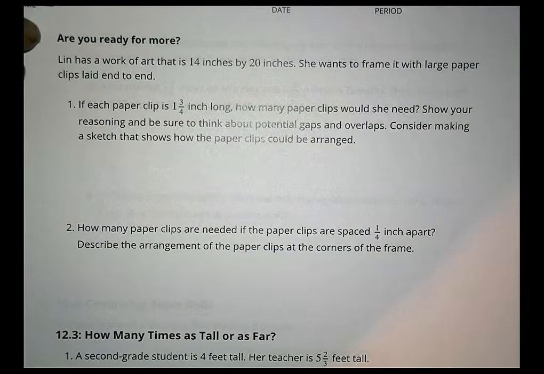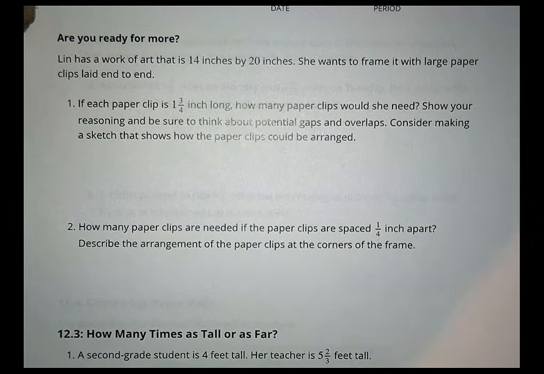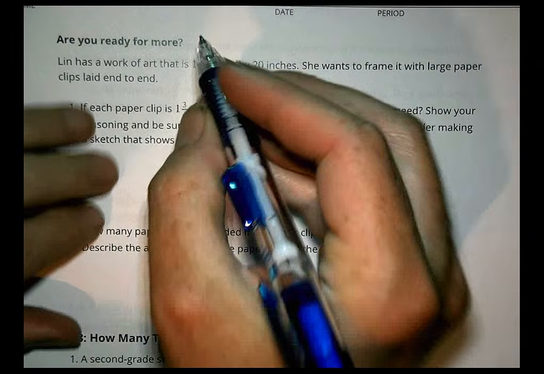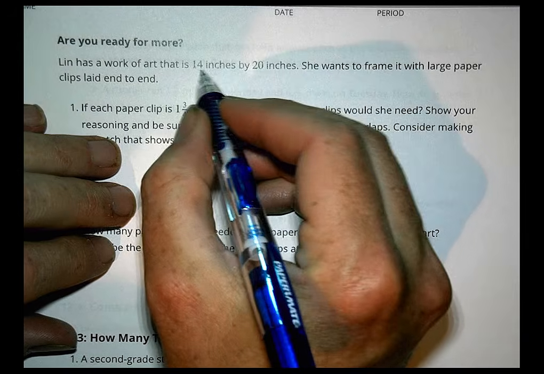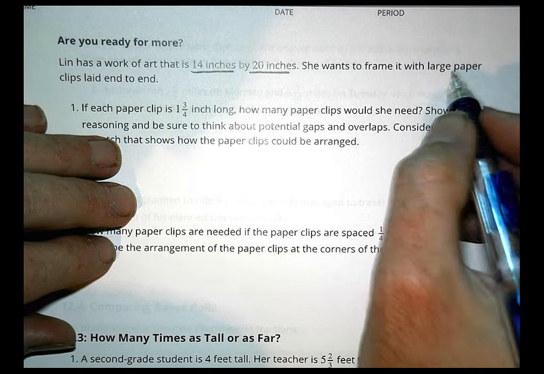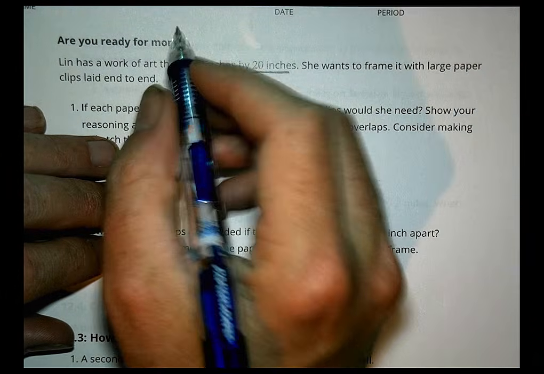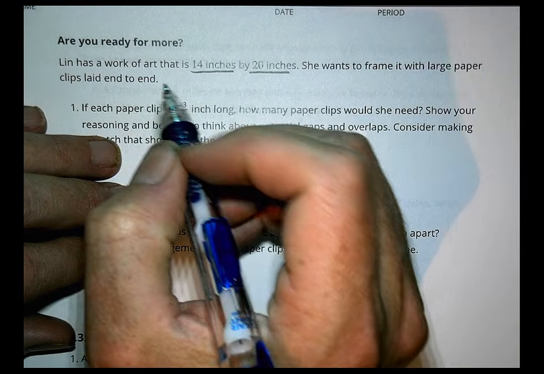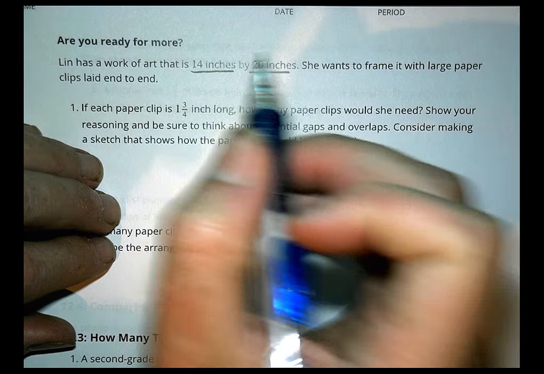There's an activity here called Are You Ready for More, which sometimes we do, sometimes we skip, but let's just kind of talk through it real quick, all right? It says Lynn has a work of art that is 14 inches by 20 inches. She wants to frame it with large paper clips laid end to end. Man, this must be a fantastic work of art if she's going to make a frame out of paper clips.